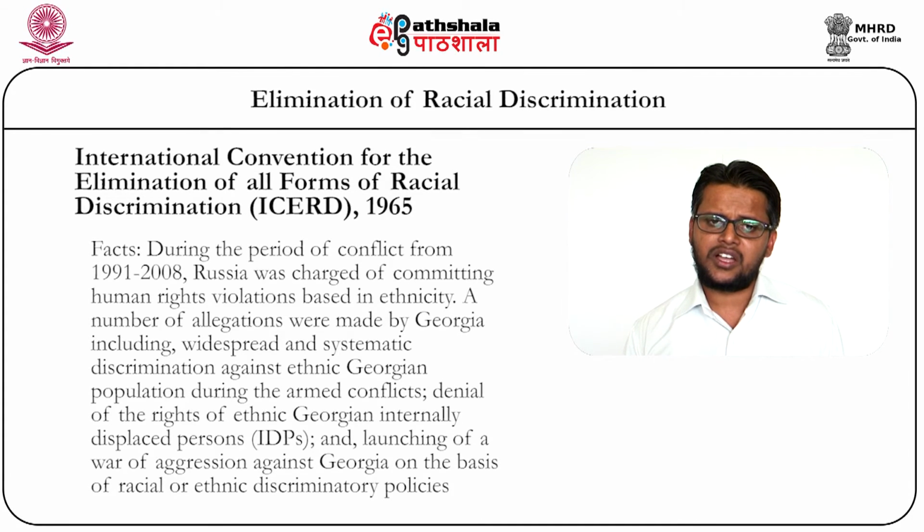The facts of the case are that during the period of conflict from 1991 to 2008, Russia was charged with committing human rights violations based on ethnicity. This is the reason why they are calling it ethnic cleansing. A number of allegations were made by Georgia, including, number 1, widespread and systematic discrimination against the ethnic Georgian population during the armed conflicts. Number 2, denial of the rights of ethnic Georgian internally displaced persons. And number 3, launching of a war of aggression against Georgia on the basis of racial or ethnic discriminatory policies.